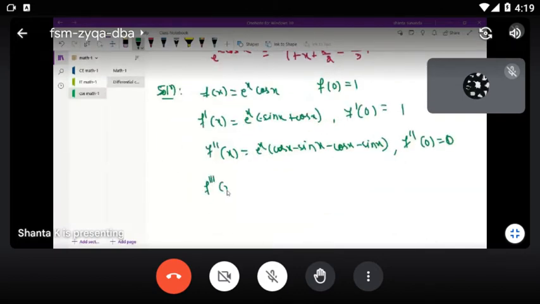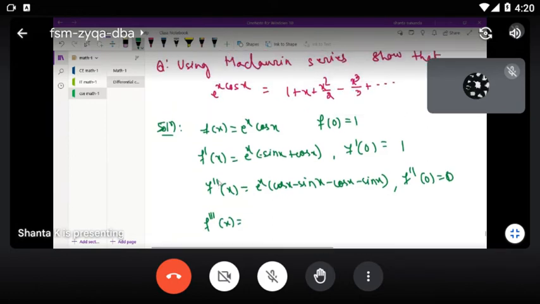Sorry ma'am, but here e to the power x cos x. You are taking e to the power x in the derivative. How is that? It should be e to the power x cos x. In the power, it is cos x, no? Yes, ma'am, in the power it is cos x. The second derivative, how? This is not multiplication. So you are not getting the answer by this.